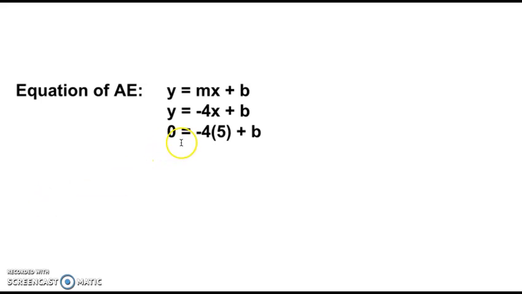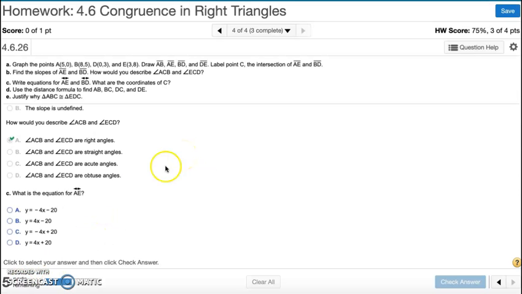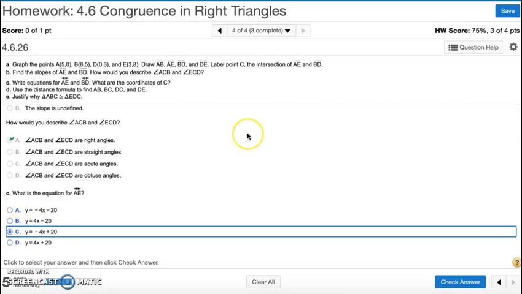So y is 0 and x is 5. Negative 4 times 5 is negative 20. Now I'm going to add 20 to the other side, which gives me 20 for b. Putting my slope and y-intercept together in slope-intercept form, my equation is y equals negative 4x plus 20. And that's the equation for AE. So my answer is going to be choice C.